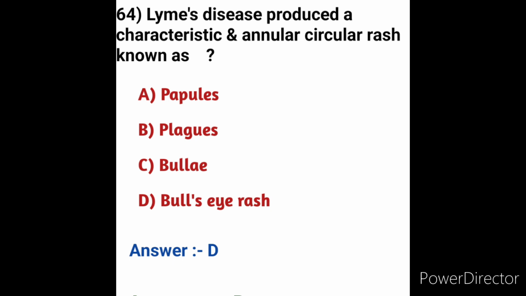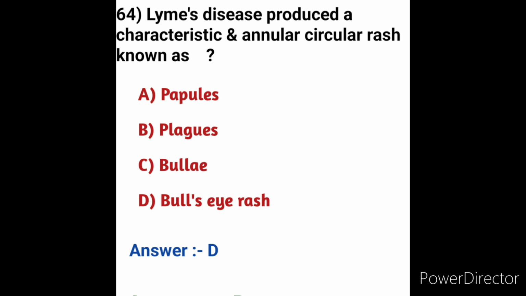The most common early sign of Lyme's disease is a skin rash that has a bull's eye appearance. The rash looks like a red dot in the middle that increases in size around it like a ring. In the middle of the rash is red color and around it is a ring-like circle. That is called bull's eye rash. So here the characteristic annular circular rash produced by Lyme's disease is called bull's eye rash.